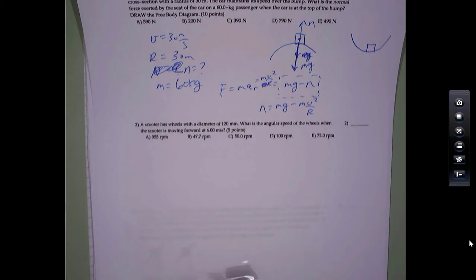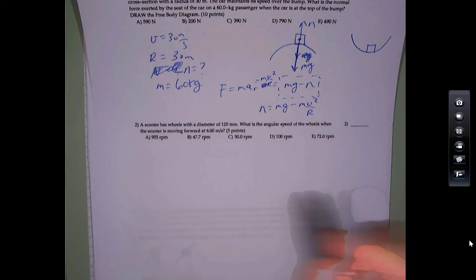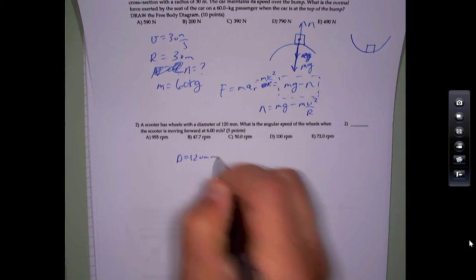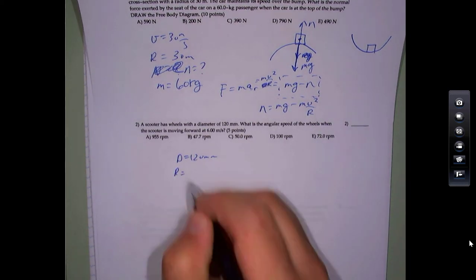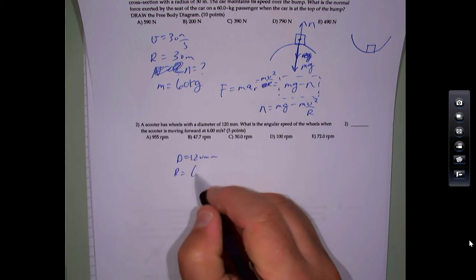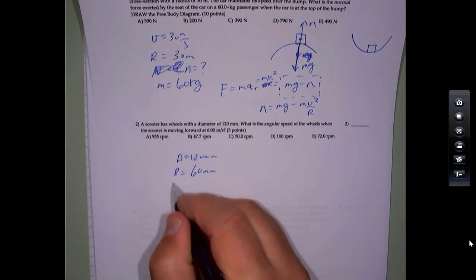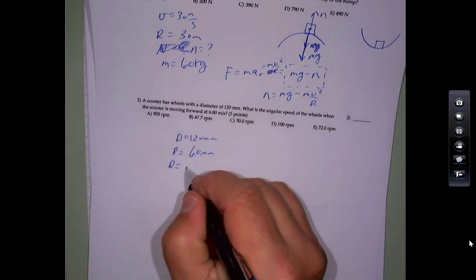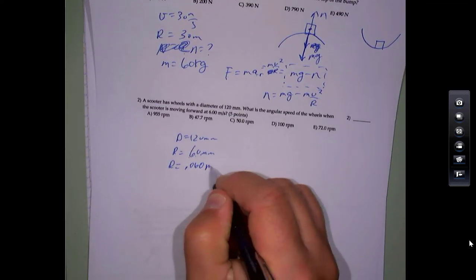Okay, here's the next one. This is sort of mostly Chapter 7, but a little bit of Chapter 6 idea. A scooter has wheels with diameter 120 millimeters. Okay, so that's perfectly good. That's the diameter. And millimeter is a perfectly good unit, just not SI units. So remember, the radius would be half that. So 60 millimeters. And then let's put it into SI units. Divide by 1,000. 1, 2, 3. So 0.060 meters. Okay, good.